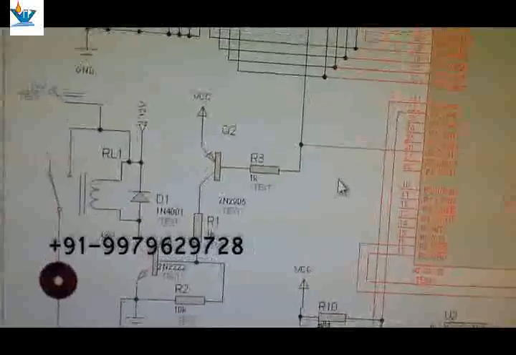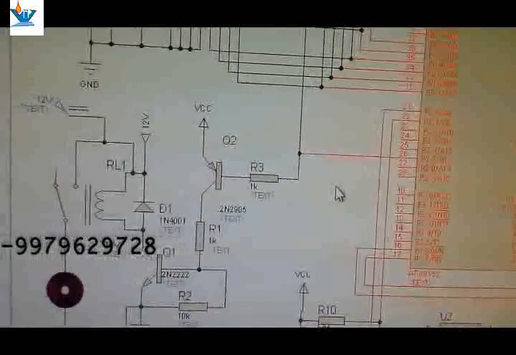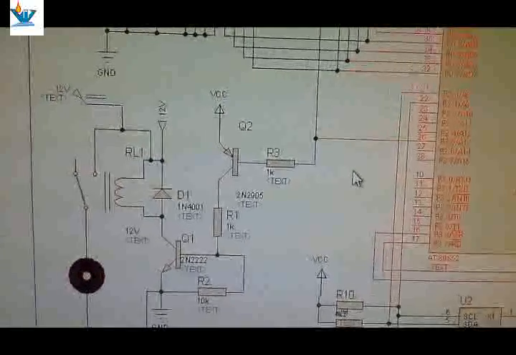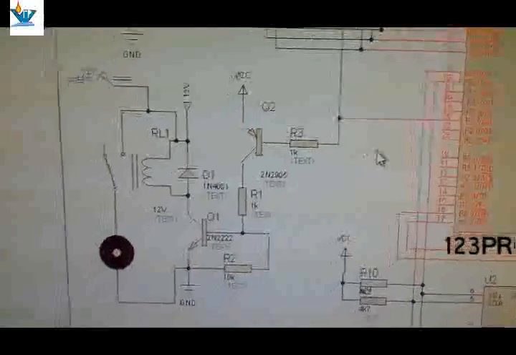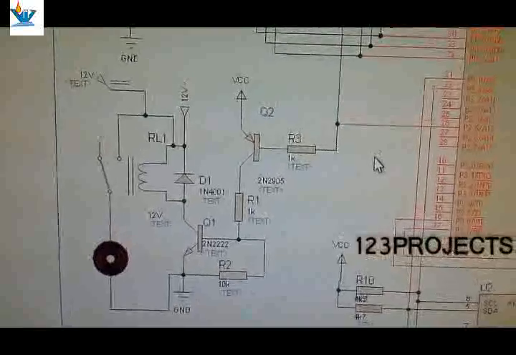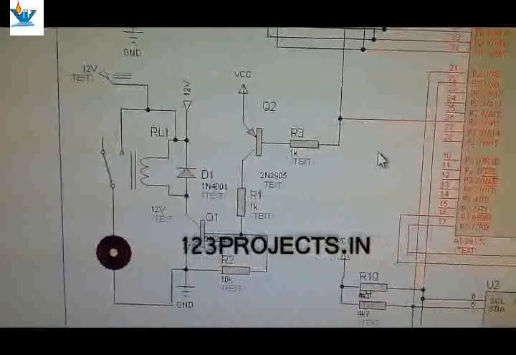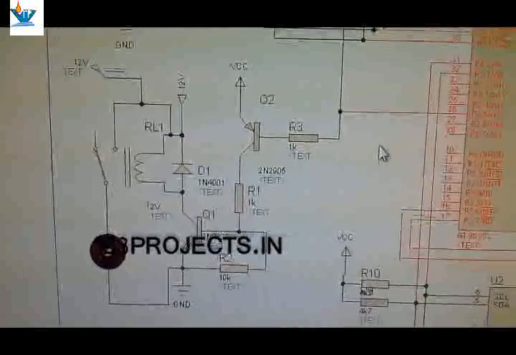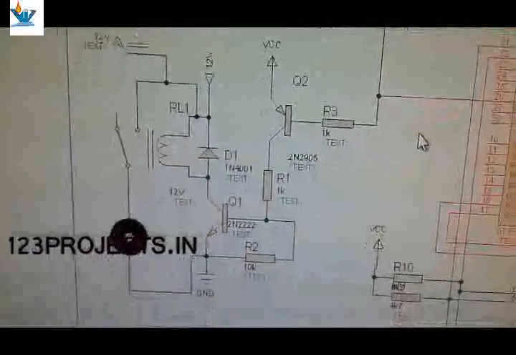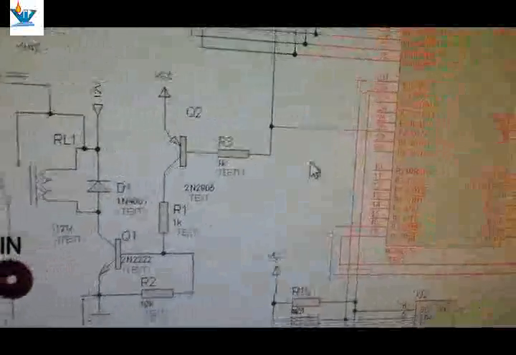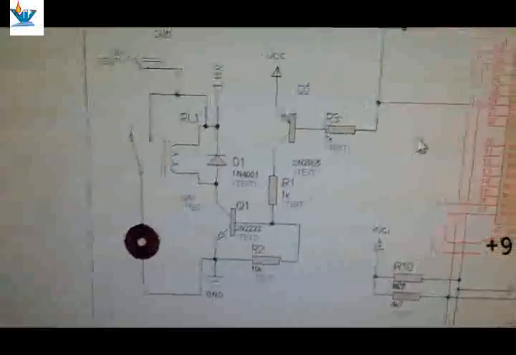When the output of the microcontroller at pin number 2.5 is high, the PNP transistor Q2 is in off state, because it is a PNP transistor and the base is positive, so it does not come in on state. It remains in off state. So the NPN transistor is in off state also, so the bell is not ringing.